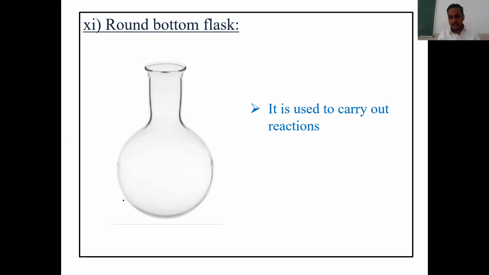But because it is a round bottom flask, the bottom is round, it cannot stand on a table by itself. There has to be support to make it stand on the table.